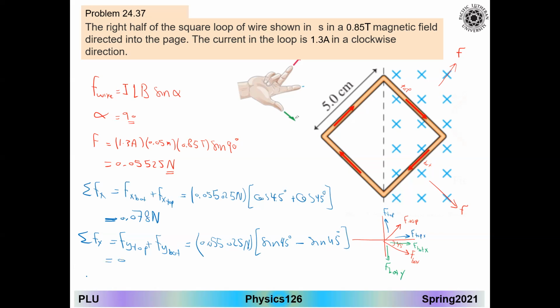So the magnetic force F will be 0.078 Newton. What is the direction in that case? The direction will be to this side. This is the F net, and it will be to the right. That's the solution for this problem. Okay, thank you.